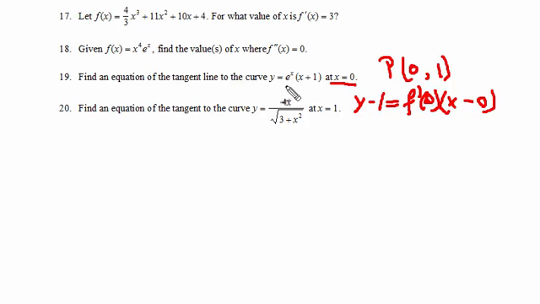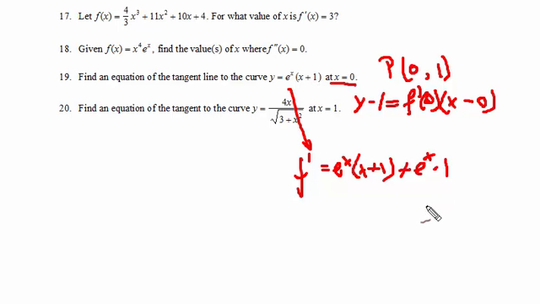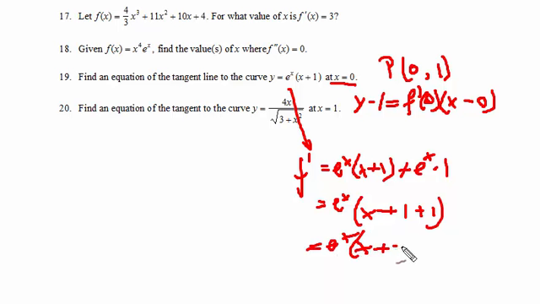I have, again, a product, so I'm going to use the product rule. So f prime is going to be the derivative of the first factor times the second factor plus the first factor times the derivative of the second factor, which is just 1 in this case, right? So that is my f prime. Factor out e to the x, so it gives me e to the x times x plus 1 plus 1, or e to the x times x plus 2.